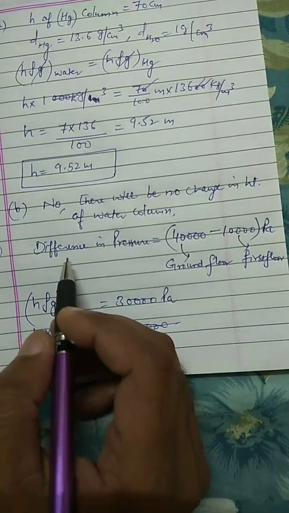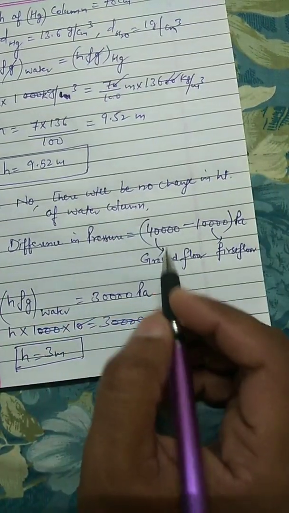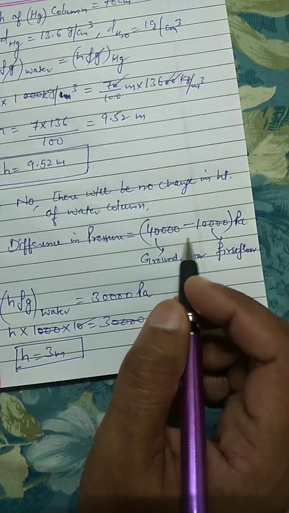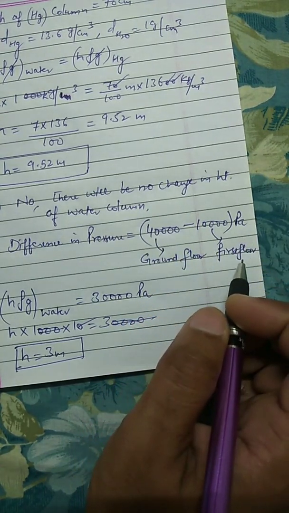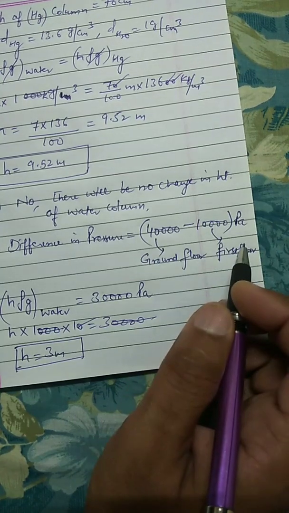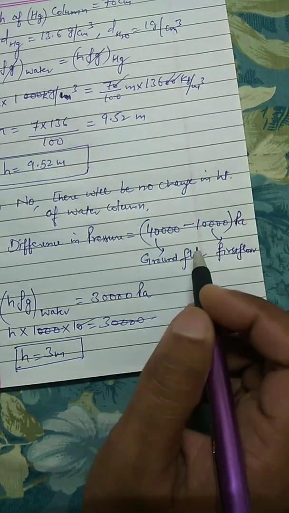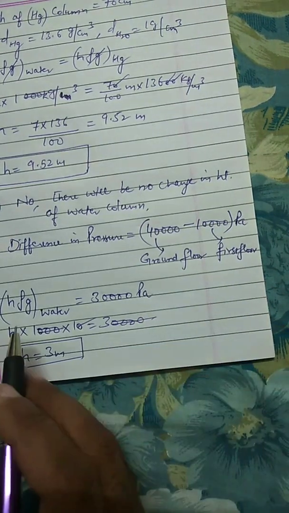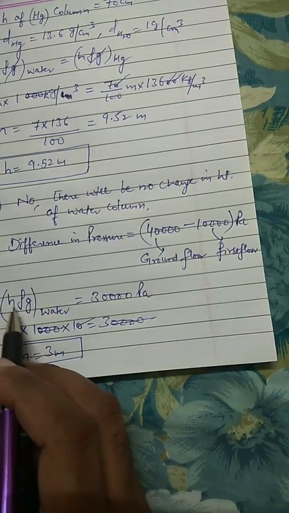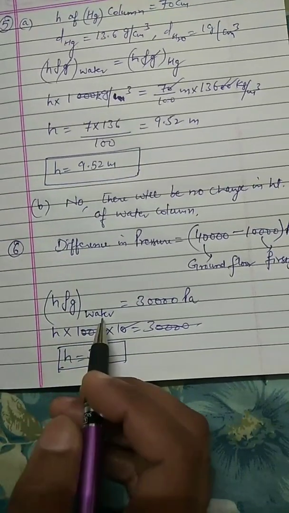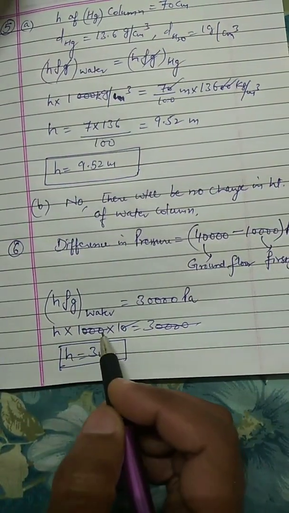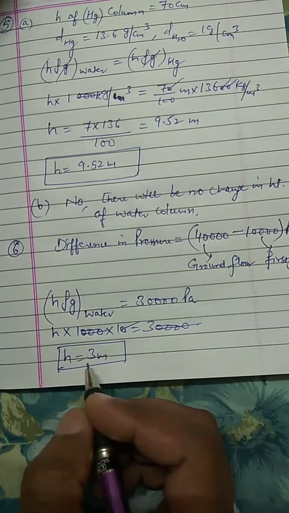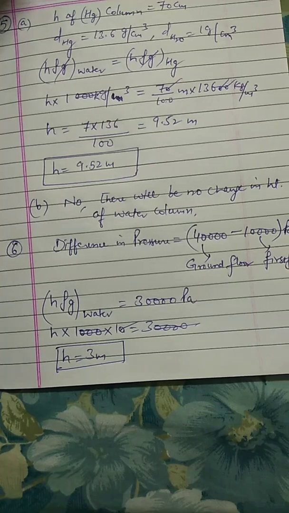Now the sixth one, difference in pressure. According to the statement, on the ground floor the pressure is 40,000 Pascal and on the first floor the pressure is 10,000 Pascal. So what is the difference in the pressure? 40,000 minus 10,000, that is 30,000 Pascal, and that we can get by applying the formula H rho G for water. Density of water you can substitute 1000, gravity is 10. After solving, the answer is 3 meter. So this is the height of the water column.